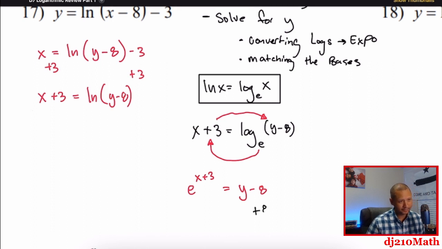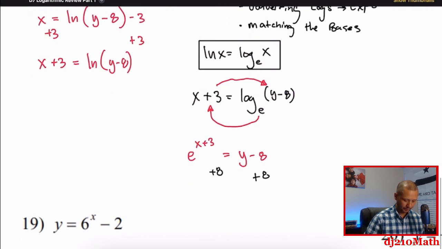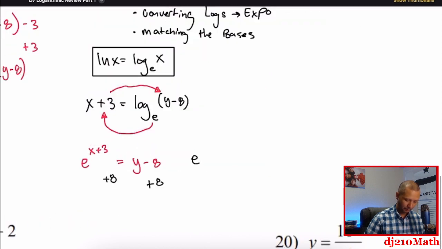Now the second rookie mistake is when you add 8 to both sides. For some reason you think, oh, I'm going to add it to the exponent, right? E to the x plus 3 plus 8. That's not true. X plus 3 is up in the exponent, right? Think of it as like x squared. Well, if I'm adding 8 to both sides, I'm not adding it to the exponent. I'm adding it just in general. So this is going to be e to the x plus 3, plus 8, equals y. And this is the inverse.